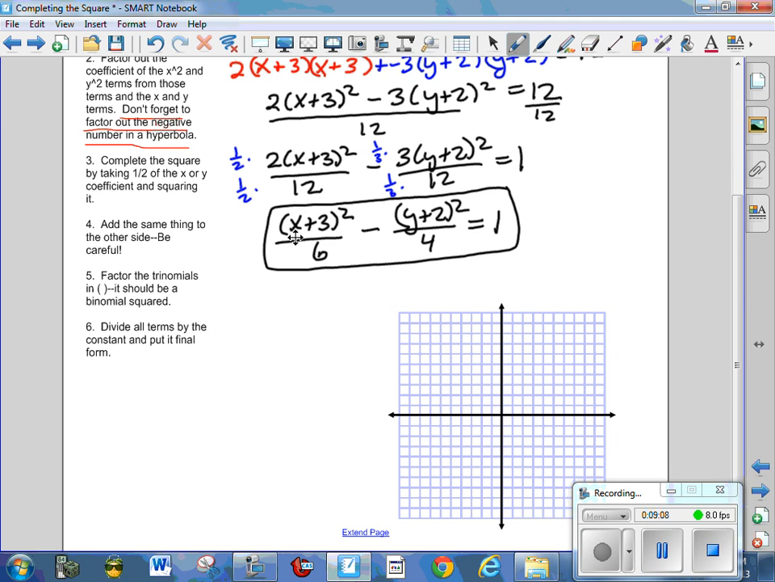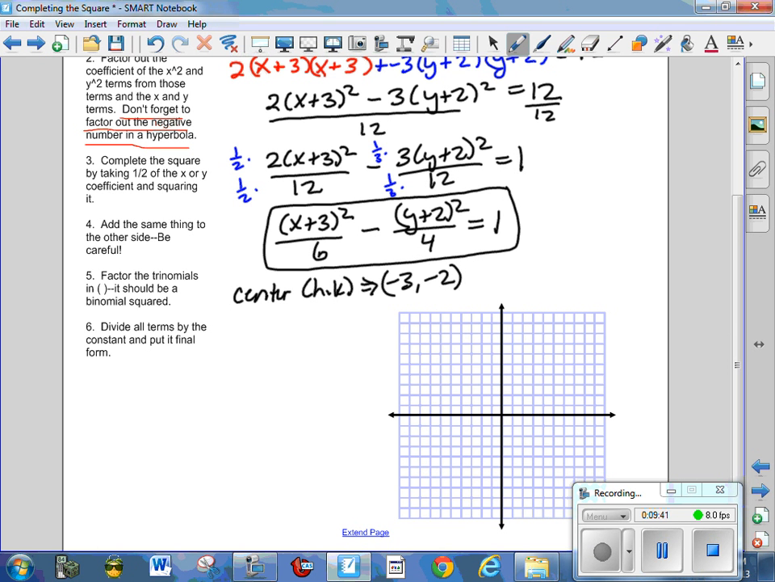So think about when we did before, when we added something inside the parentheses for x, it did the opposite of what we expected. And here when we add something inside the parentheses for y, it's also going to do the opposite. So basically we're looking for the number that makes the parentheses equal to 0. So for x it would be -3, for y it would be -2. That's our new center. Center (h, k) is equal to (-3, -2).